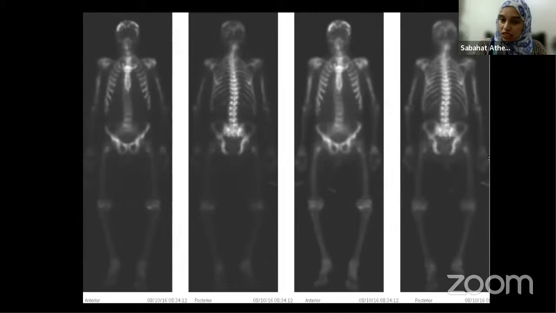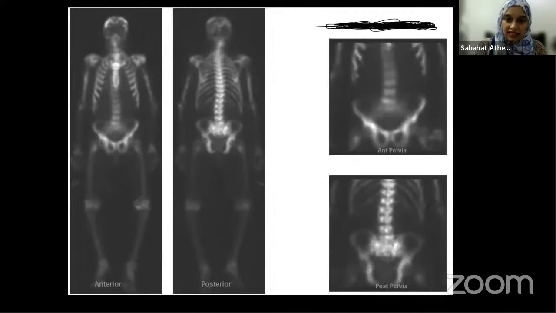So this is a bone scan. We have anterior and posterior views. Excellent, yes, excellent. So this is a super scan. Why are we calling it super scan? Because these are one of the very frequently asked exam cases in all types of board exams. So why are we calling it a super scan?